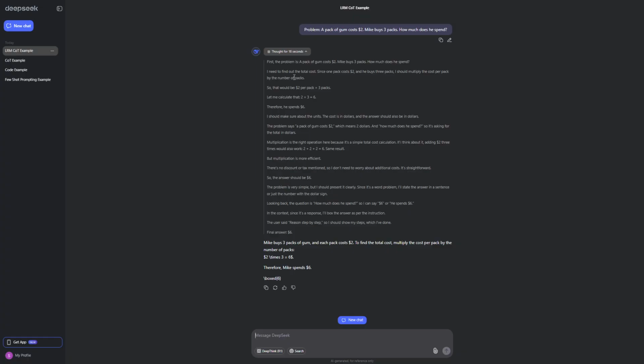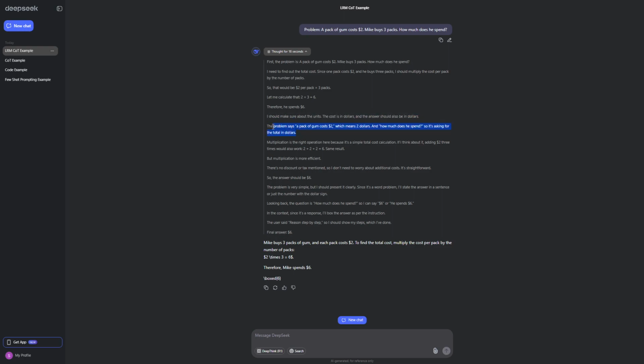So it first determines the objective and then restates the problem, and then it explains how we solve the problem. I should multiply the cost per pack by the number of packs. So that would be $2 per pack times 3 packs. Let me calculate that. 2 times 3 is equal to 6. Therefore, he spent $6. I should make sure about the units. The cost is in dollars, and the answer should also be in dollars.